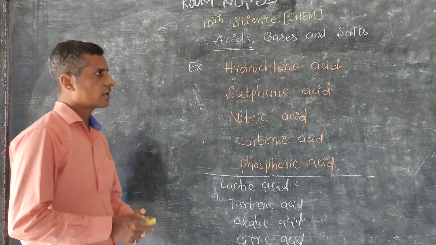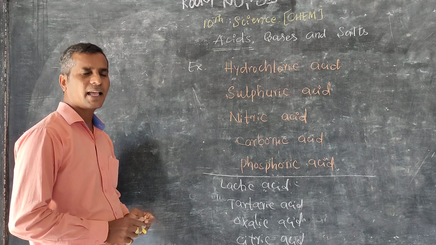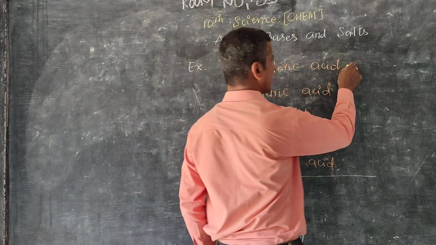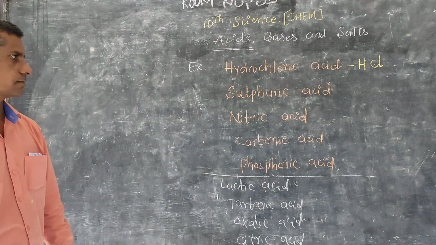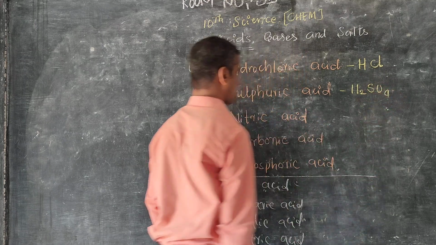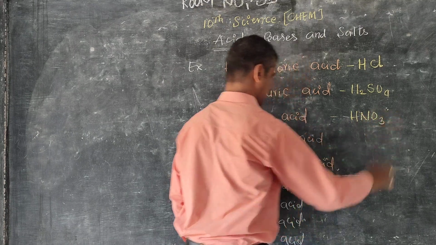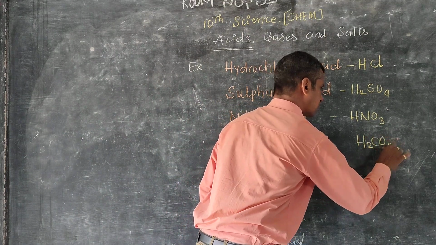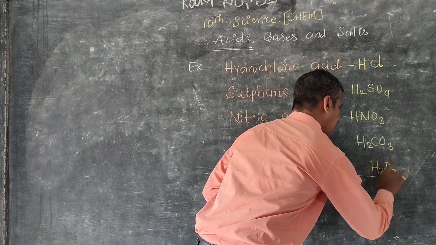Dear students, can you recall the molecular formula for these acids? I am very sure in class 7 you have learned some important molecular formulas of some acids. For hydrochloric acid, your answer is correct, that is HCl. For sulfuric acid, that is H2SO4. For nitric acid, that is HNO3. For carbonic acid, that is H2CO3. For phosphoric acid, that is H3PO4.